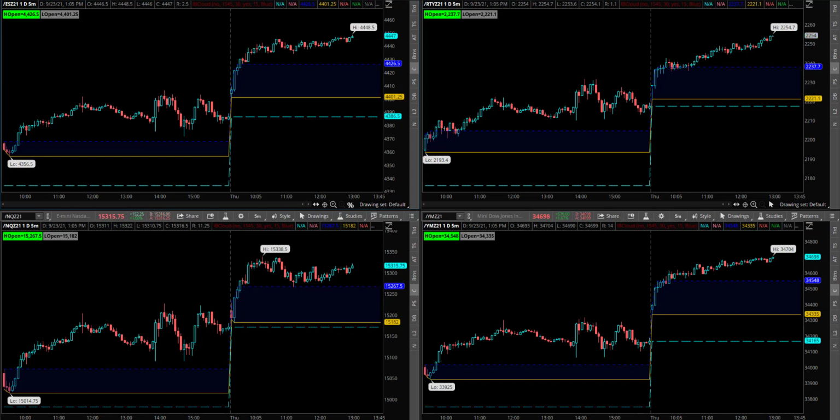You can see the top left chart here is the S&P. S&P gapped up, took off to the upside. We've consolidated a little bit, and we are starting to trade back up towards the highs. Good range, good volume taking place here today.